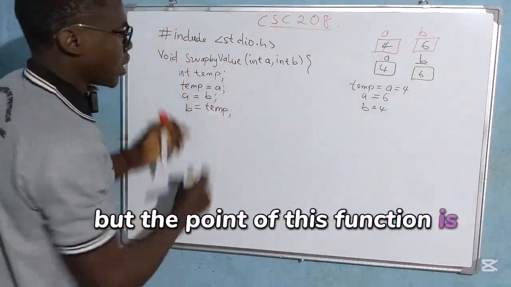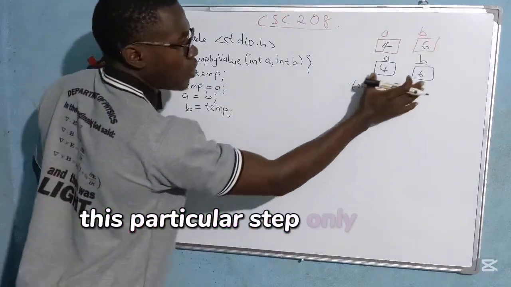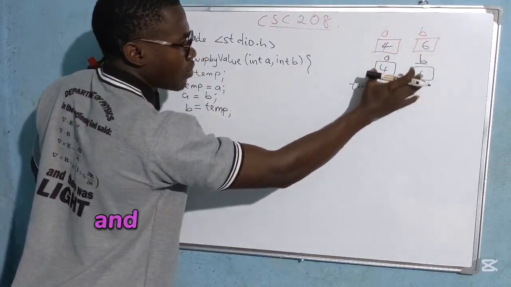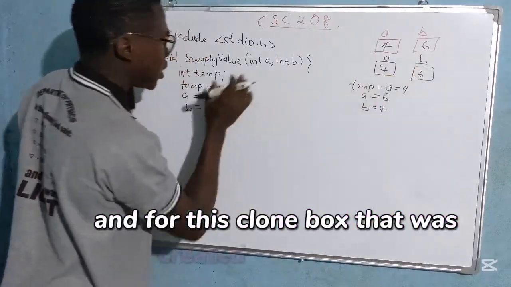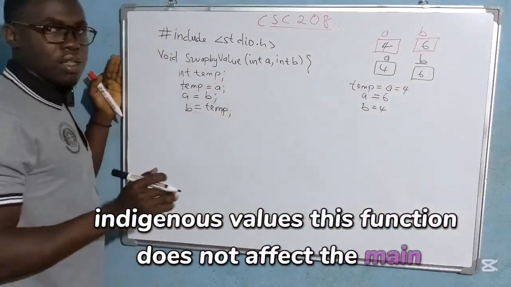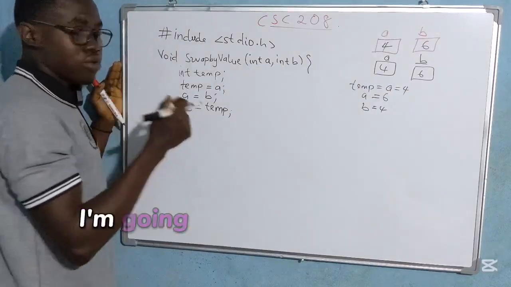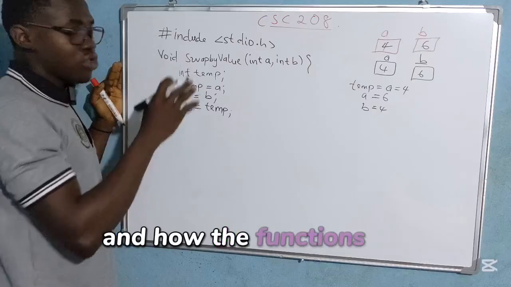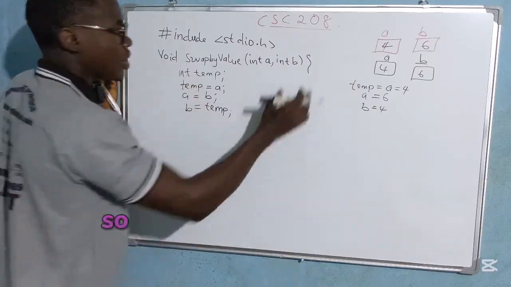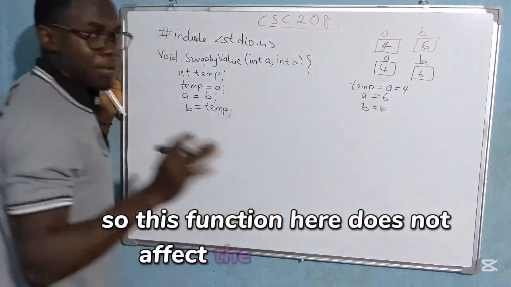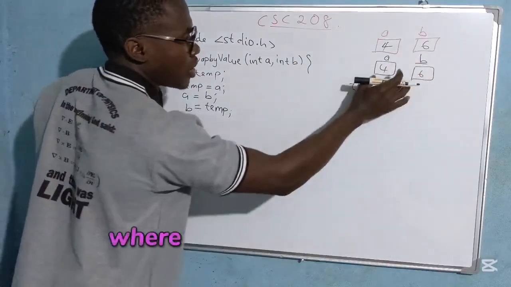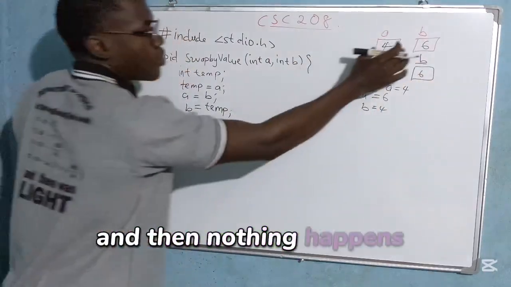But the problem with this function is that this particular step only happened for this clone, for this clone box that was created for these integer values. This function does not affect the main. I'm going to show you how I run the function and how the functions behave. Understand? So this function here does not affect the main function. It just creates some clone address in memory where it attributes these numbers and then nothing happens here.